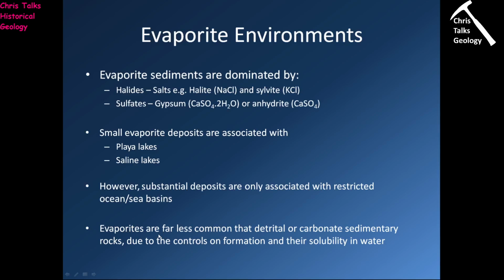So evaporites are far less common than detrital or carbonate sedimentary rocks for a couple of reasons. Number one, you need to make sure you meet the criteria to form them. And the other problem is that some evaporite minerals, like halite, are soluble in water. So you can, in theory, form a nice thick layer of halite, but then let's say your sea basin refills with fresh water, well, that's going to dissolve the salt that's been precipitated out, isn't it? So you're going to lose that layer. So you can destroy evaporite minerals, and the conditions you have to meet have to be very, very specific. So that limits the chance of you forming them.